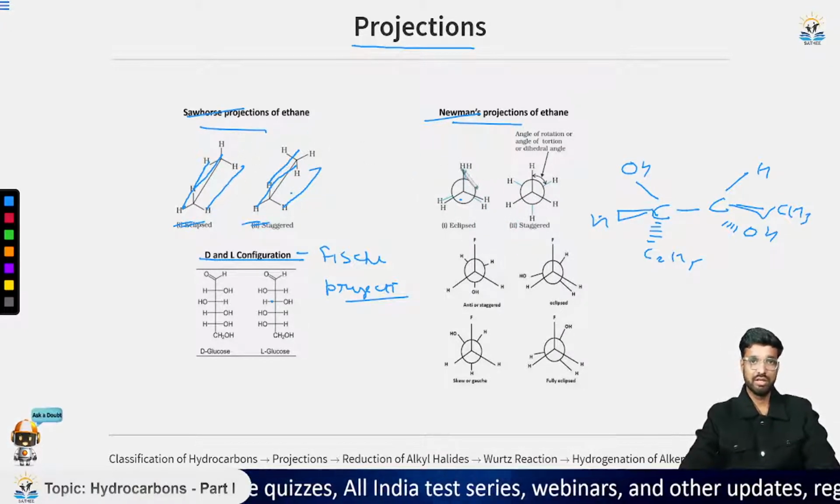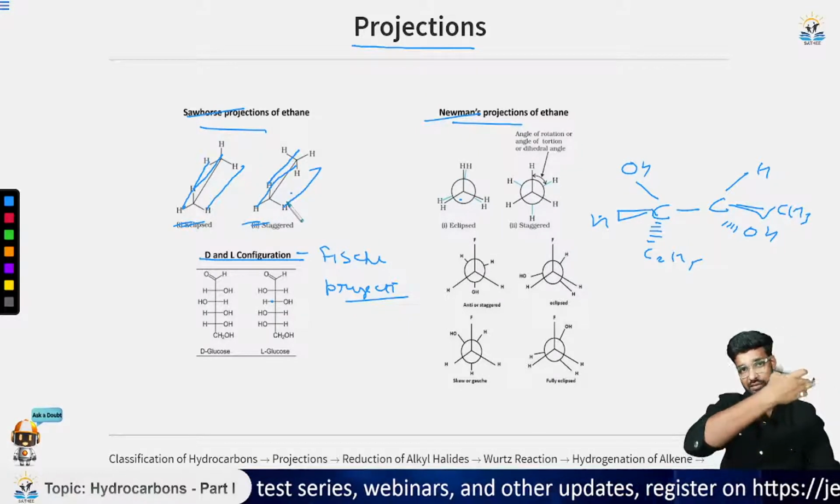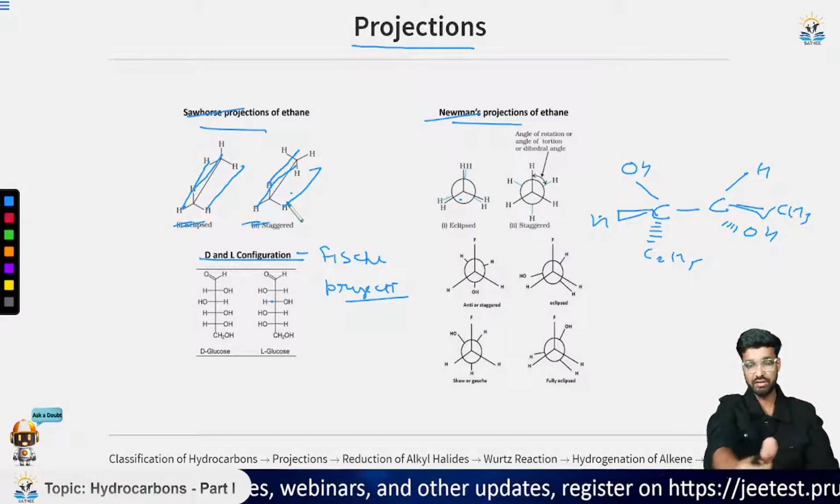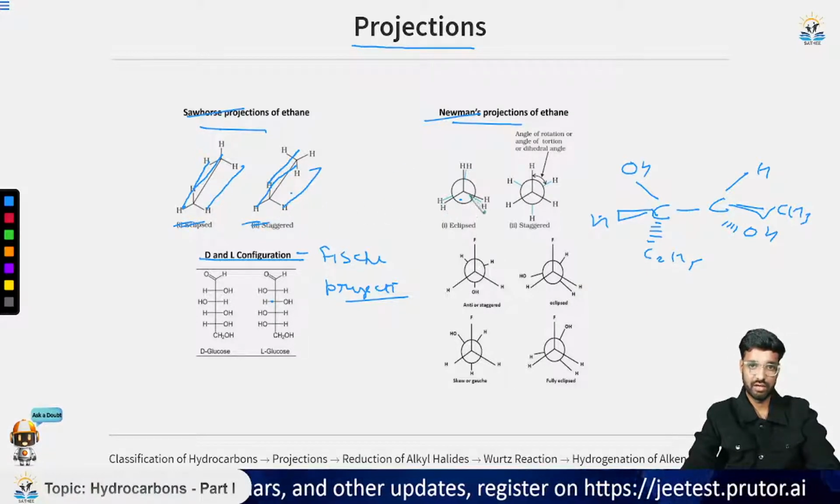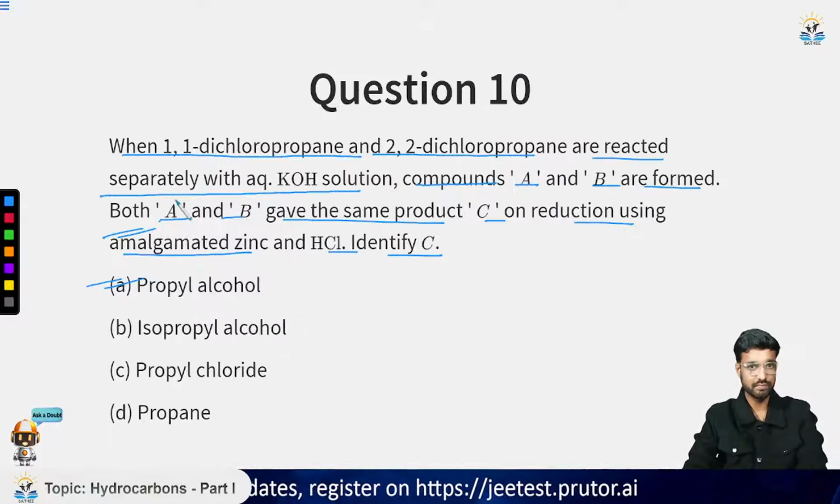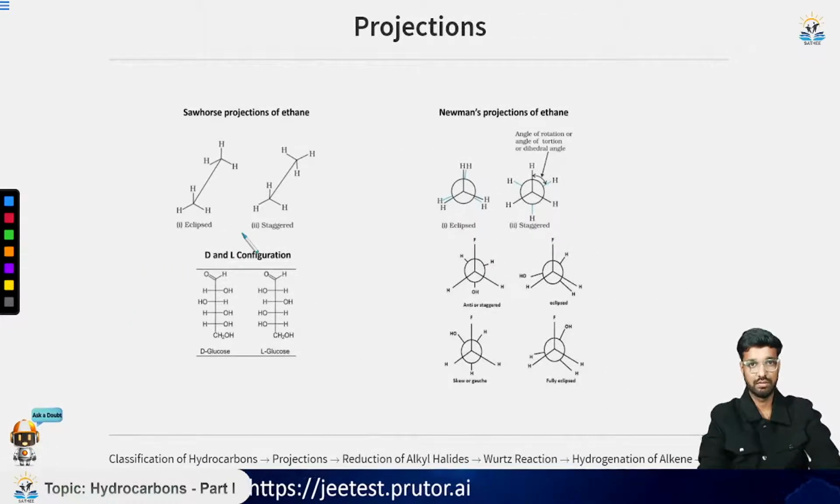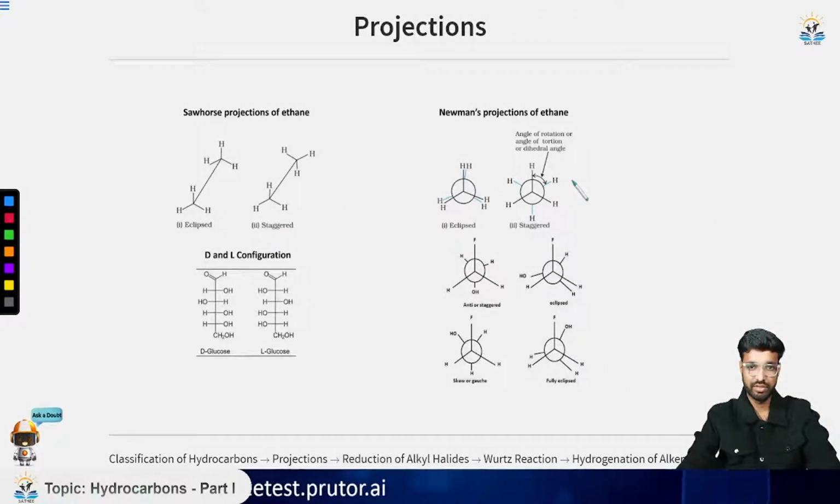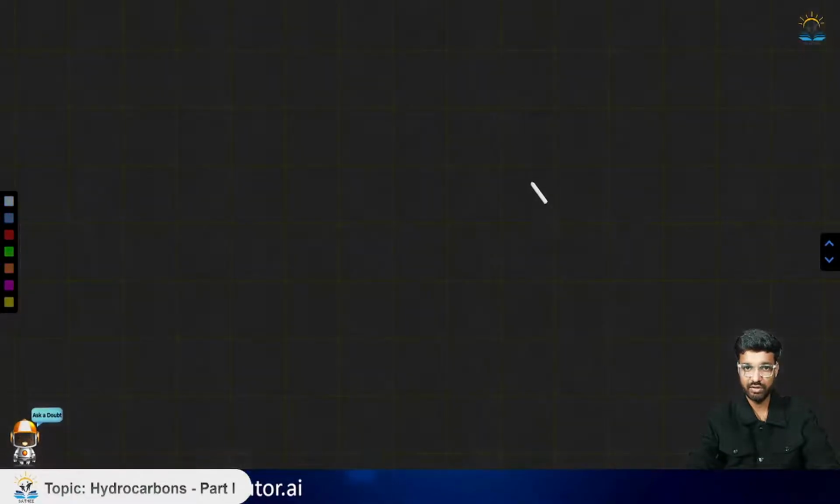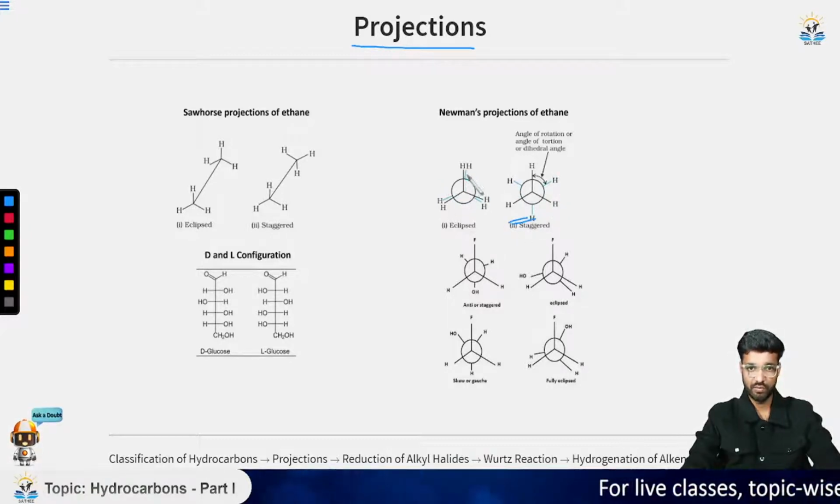So we can convert this Sawhorse into Newman also. What we will do is turn this around like this. So we are seeing from this way. Now we'll turn this like this, and this carbon will come in front, in your face, and this carbon will go in the back. Suppose we are doing it for the staggered case. For the staggered case, there is no hydrogen present beyond this. Similarly, here also no hydrogen is present beyond this. So this is the staggered case. And for eclipsed, one hydrogen is present in back of all of this.